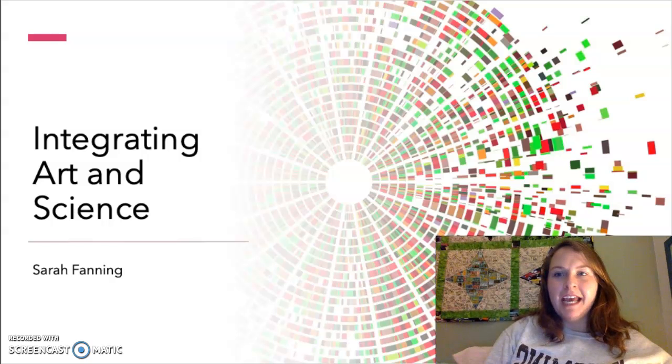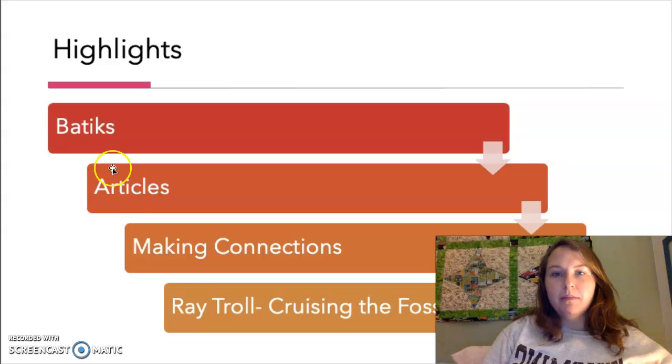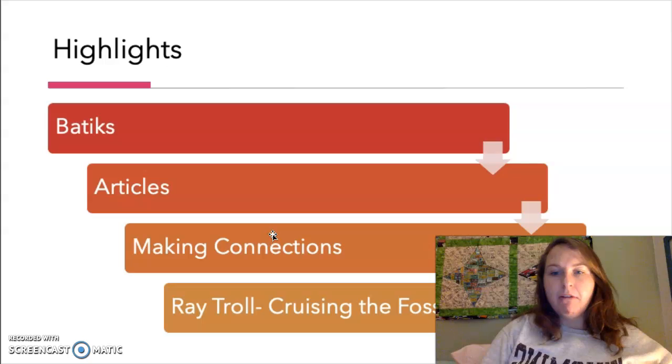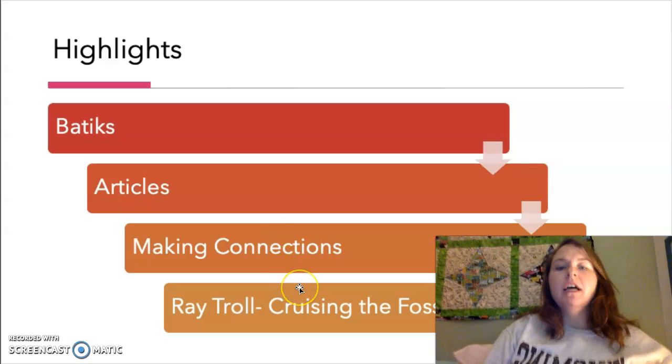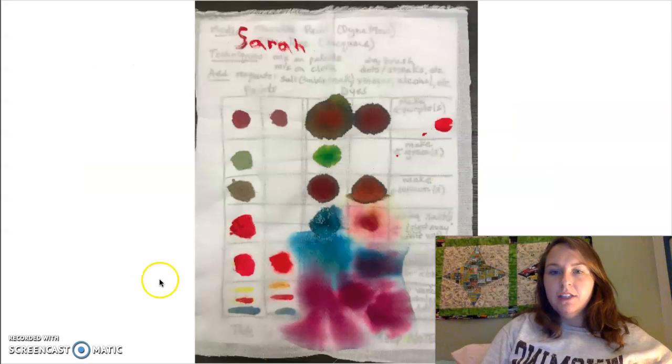Hi everyone. So today I'm going to be talking about integrating art and science. I'm going to do this by exploring my batiks that I made, the articles that I read, making some connections to how I want to integrate this into my own classroom, and then talking about one of my favorite paleo artists, Rachel.